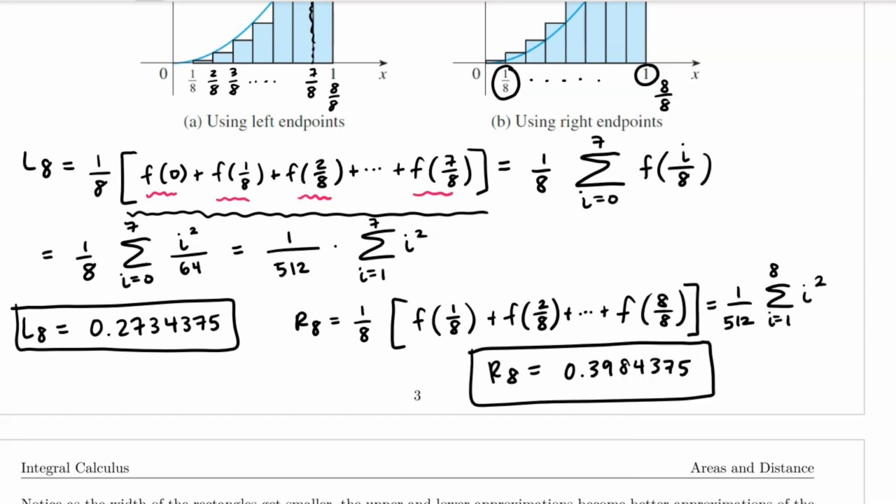All right, so that concludes this video. We've found the two approximations that we were looking for, L sub 8 and R sub 8, and notice that these numbers are getting closer together.